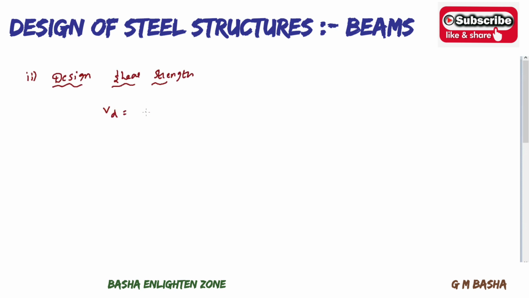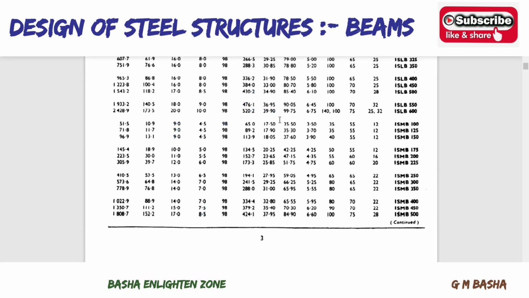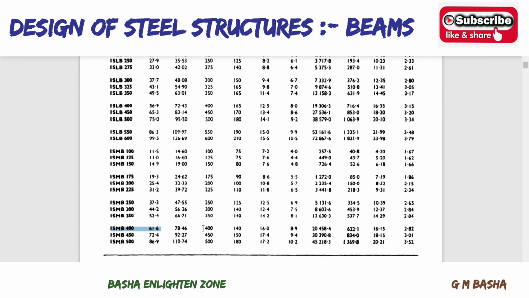Vd will be equal to H into tw into fy by root 3 gamma m0. So we know all the values in the code book. You can check once again what the values are. If you know, you can directly take them down for ISMB 400. Your H value will be 400.